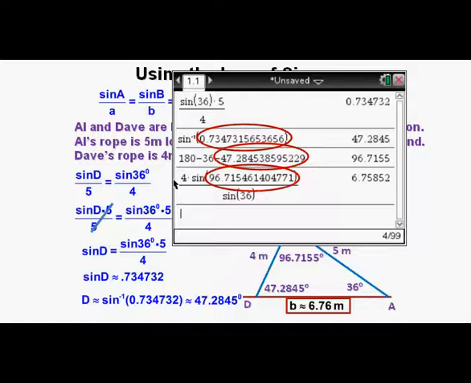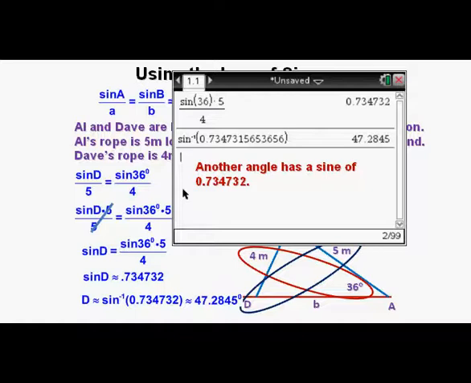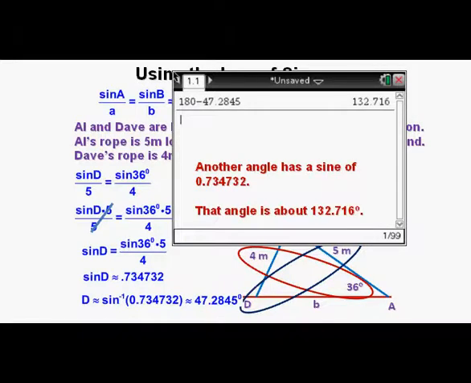I would like to go back to the presentation to where we calculated angle D to be about 47.2845 degrees. As it turns out, there is another angle with a sine of 0.734732. That angle is 180 minus 47.2845 degrees, or about 132.7155 degrees.